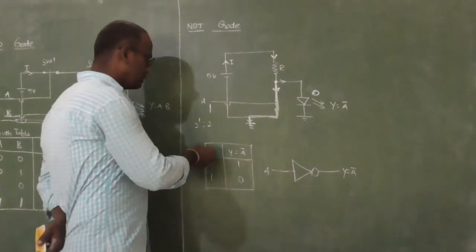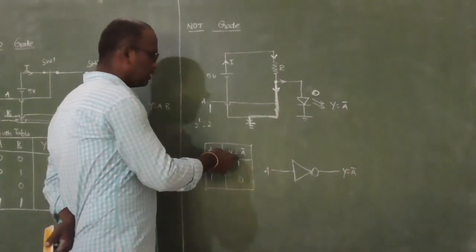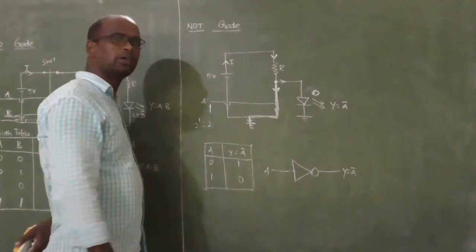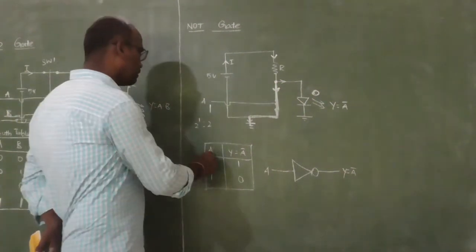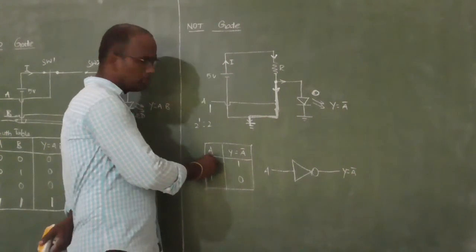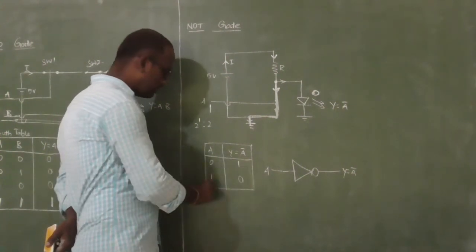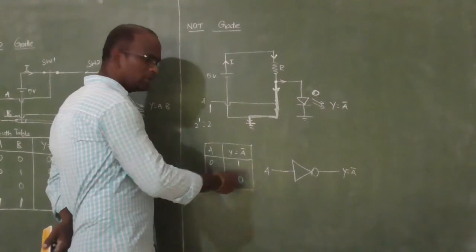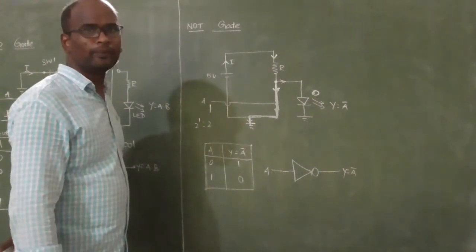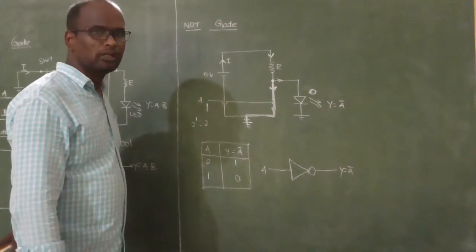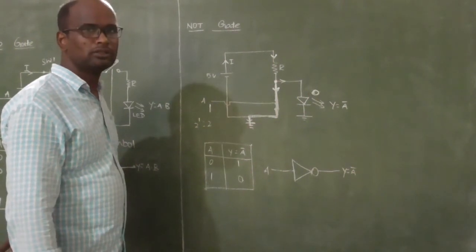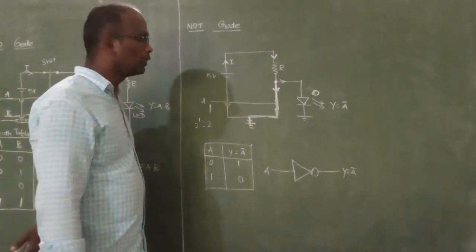Okay, so these are the 2 input conditions. The corresponding output conditions are provided as Y is equal to A bar. That means if the input is A, then the output is A bar. If the input is 0, then the output is logic 1. If the input is logic 1, then the output will become logic 0. So this is the negative logic gate. Therefore we are mentioning here that it is the NOT gate, that is negative logic.